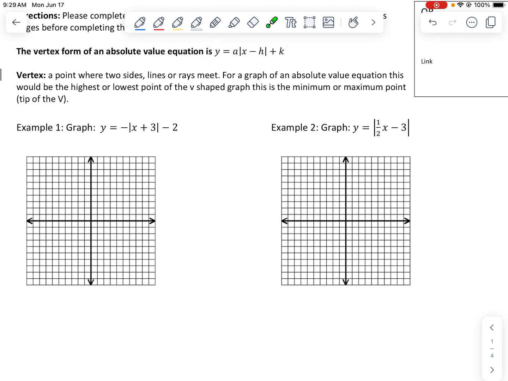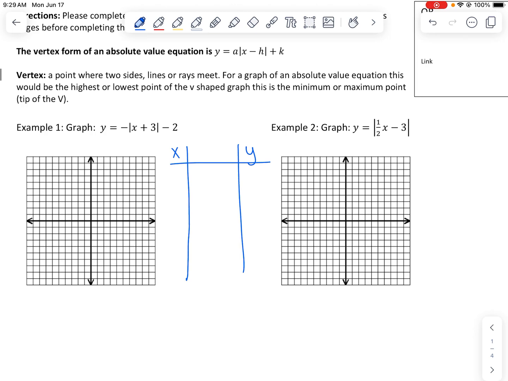(h, k) forms our vertex. We know that this will always be either the minimum or maximum of the V, so it would be like this point here or this point here. And we also know that absolute value equations, in addition to being a V made up of two rays, are always symmetrical. So we're going to start by making a table of values, and we want some workspace in the middle here to do our work.